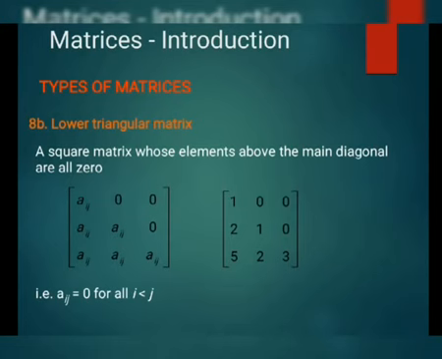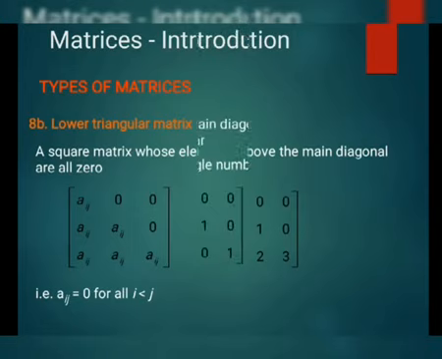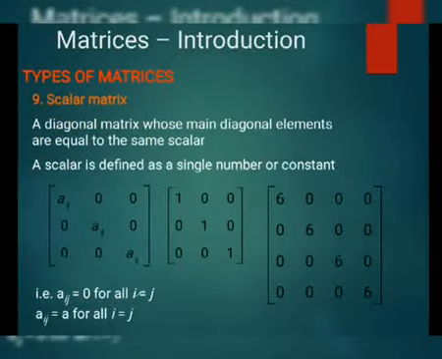Now after that, the next type of matrix is a scalar matrix. In this type of matrix, the main diagonal elements are equal to the same scalar. So in the diagonal, all the elements have the same value. Like in the second example, all the elements are 1, and in the fourth square matrix, all the elements are 6.